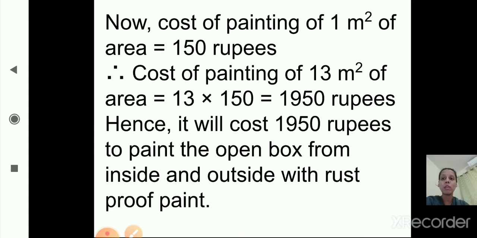Now we will do the multiplication. 13 multiplied by 150 is 1950 rupees. So hence it will cost 1950 rupees to paint the open box from inside and outside with rust proof paint. Okay. This is the final statement. I hope you are clear with this sum. Once again we will revise this question.